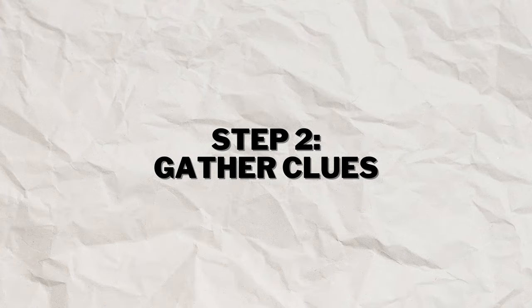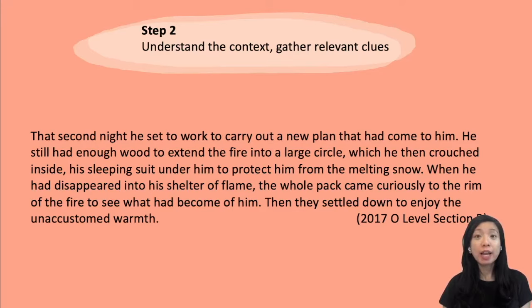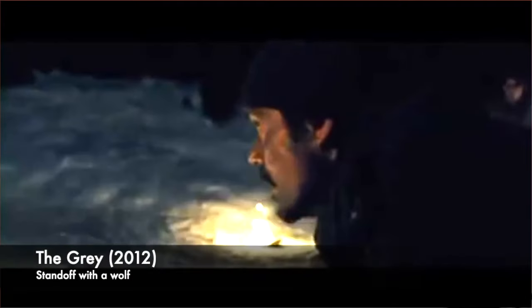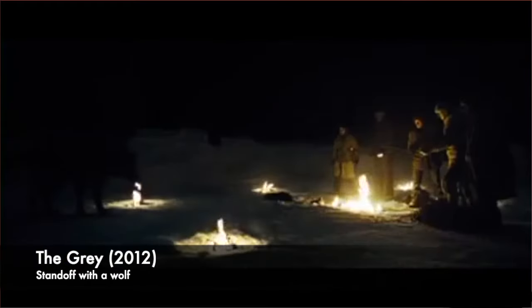So in step 2, as I said, we need to gather relevant clues. In this paragraph, the first thing that I have highlighted is wood to extend the fire into a large circle. Now, why is that a clue? It is because this tells us that he used the fire to protect himself, like I said before. And because of this, the wolves would not want to cross over the fire. They would probably be a little bit afraid of the fire, isn't it? Because they don't want to get hurt or burnt.